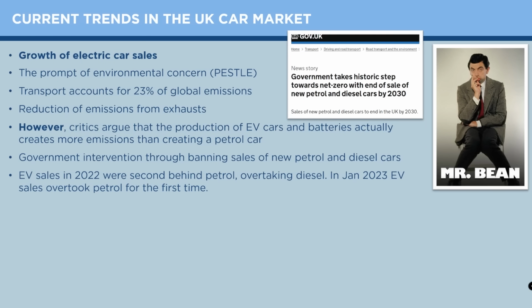Now, as a result of that, you would expect to see a sudden increase in the amount of people buying electric cars because they're starting to future-proof. In 2022, EV sales were second behind petrol, which meant that electric vehicle sales overtook diesel for the first time. And only a couple of months ago, in January of this year, EV sales overtook petrol for the first time. That was the first month where electric vehicles sold more than petrol. If that trend continues for the next 7 years, then that's really quite significant.